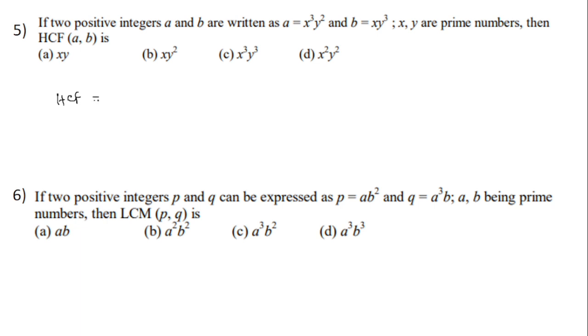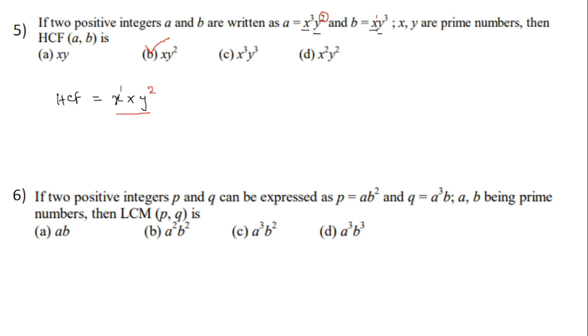HCF we want to find, and in both a and b, what multiples are there? x, x. HCF means we should take the common thing. x, x, and y is also there in both, so we will take y. And now we should look at the powers. HCF means we need to take the least power. So for x cube and x, which is x power 1, we take 1. And y square and y cube, the least is 2, so we will take 2. So the answer is x into y square.